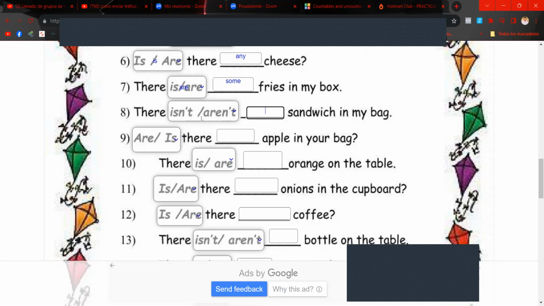¿Qué sería ahí? ¿Qué te dice? There isn't o there aren't. Pero ojo, aquí dice sandwich in my bag. No dice sandwiches. Es sandwich. It's a singular. There isn't some sandwich.